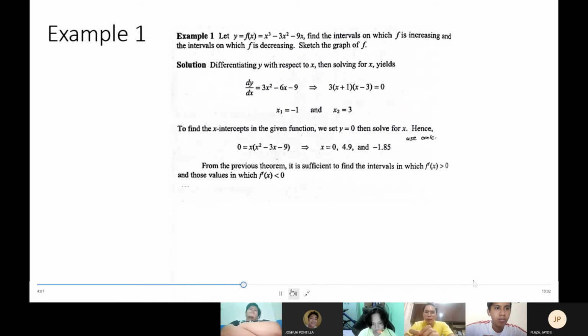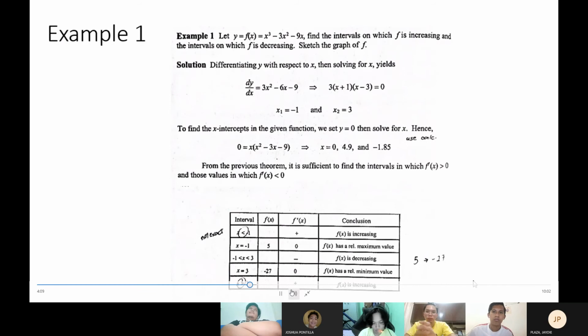And from the previous theorem, it is sufficient to find the intervals in which the f prime of x is greater than 0. So with that, we have here as columns our intervals, our f prime of x, and our conclusions. So for x less than -1, our f prime of x is positive. Therefore our f of x is increasing. Now, if x is equal to -1, the answer for f of x, solving for that coming from this part, would be 5.